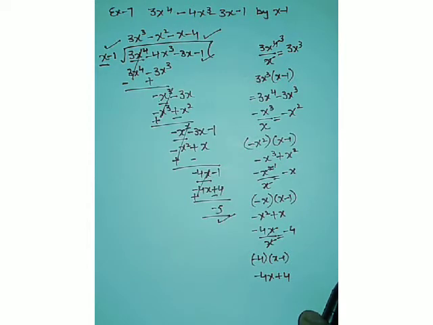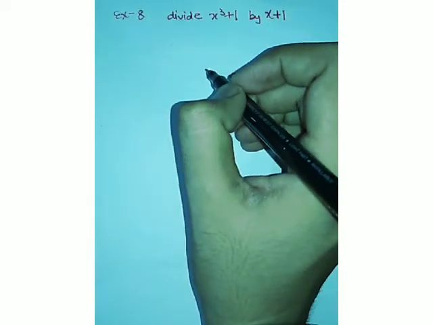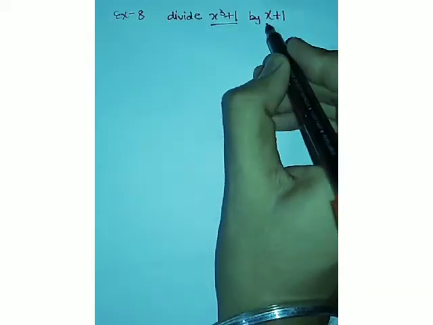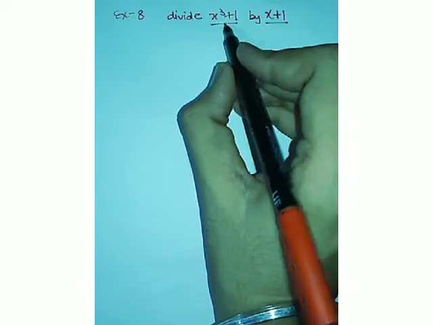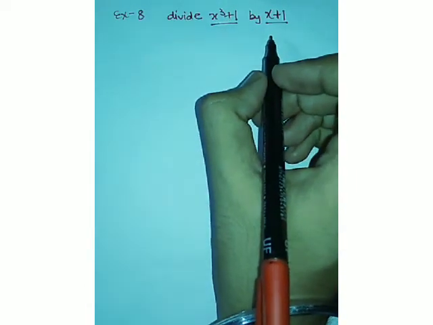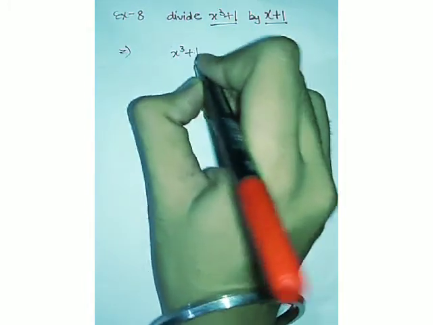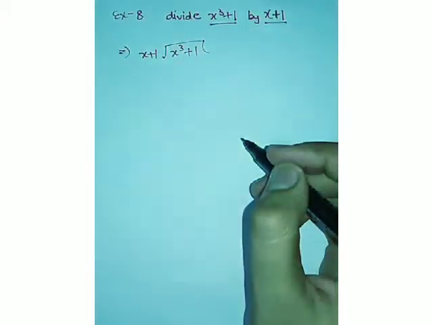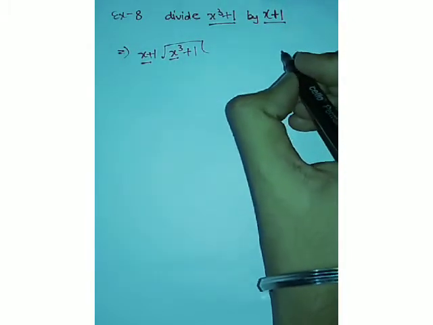Let's make things even more clear with one more example. This is our 8th example. In this example, we have to divide x cube plus 1 by x plus 1. You can clearly see that the x square term is missing and the term of x is also missing, but we have to divide it anyway. So let's start with the process. X cube plus 1 will be our dividend and x plus 1 will be our divisor.